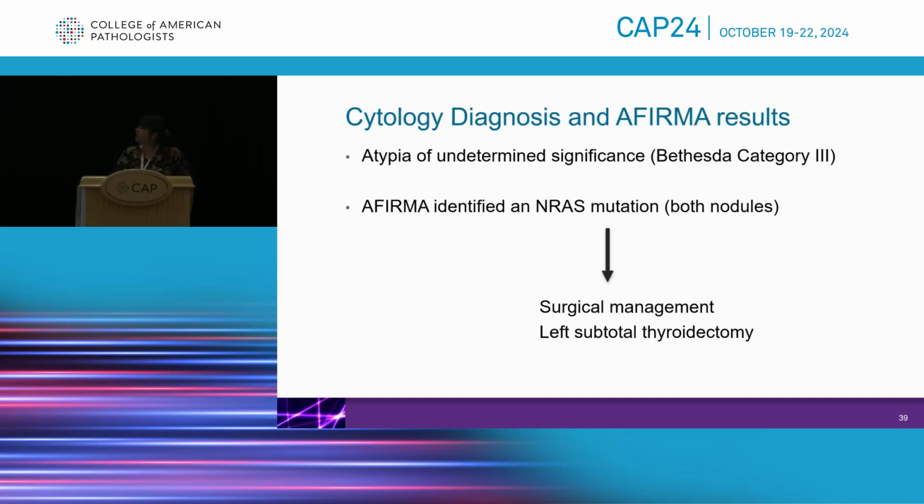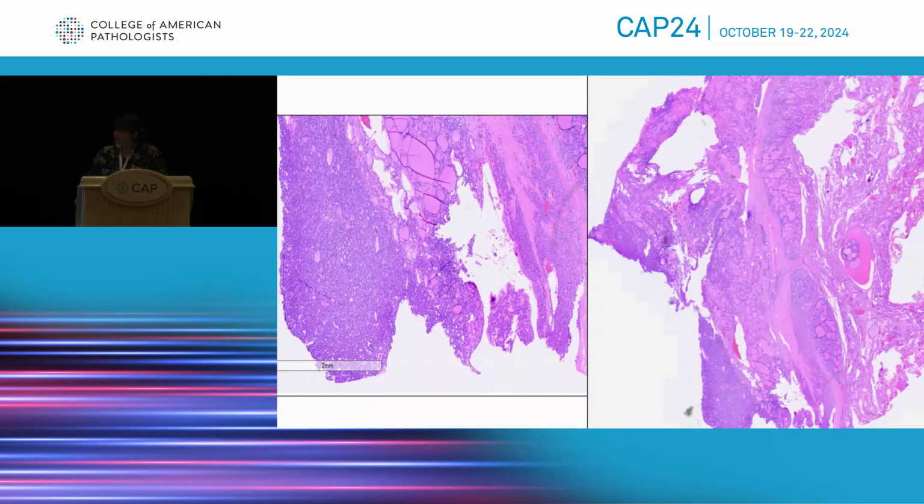Both of them were biopsied at the outside institution and called Bethesda category 3. They were followed by Afirma testing, which identified again this intermediate kind of risk mutations, RAS mutations, for both nodules. Therefore, the team decided that the patient should undergo a left subtotal thyroidectomy. And this is what we received.